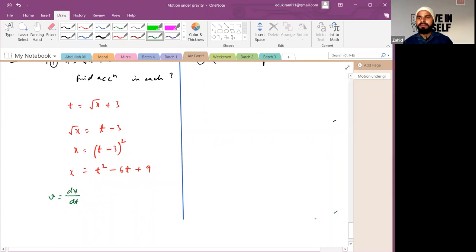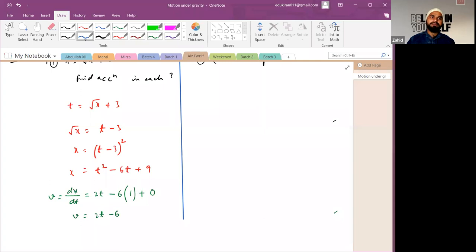Alan, just see, we have t square. So on differentiating it, you will get 2 times t, minus 6 into t. 6 is a coefficient and t has exponent 1. So on differentiating it, you will get 1, plus 9, which is a constant term. So differentiation of any constant term will be 0. So this will define your velocity. So v is equal to 2t minus 6. Is it clear, Alan? Yes, sir.